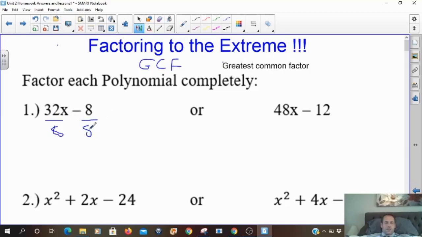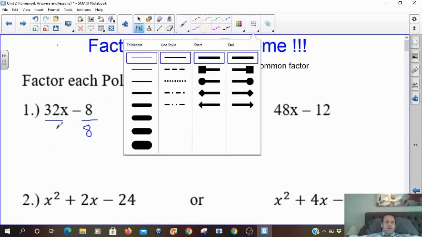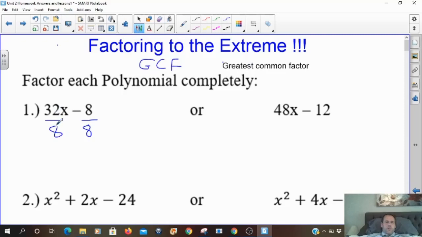It's going to take me some practice with this mouse. So that's supposed to be an 8 that we're pulling out there. And so we're going to go ahead and pull out an 8 there. Beautiful. So we're going to divide by 8, divide by 8. That means factoring it out.